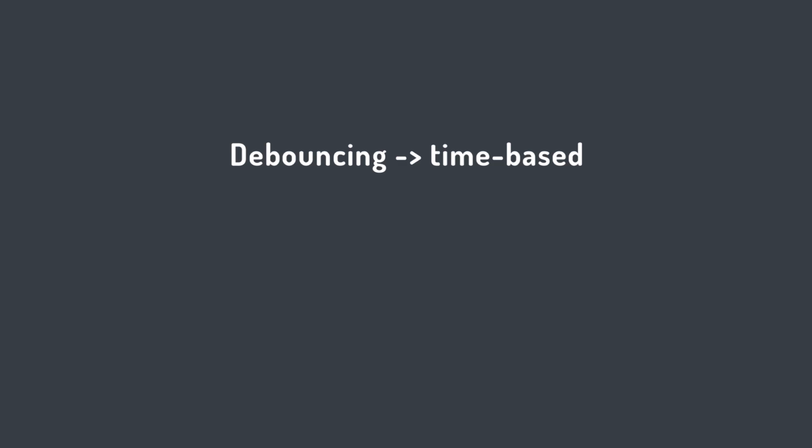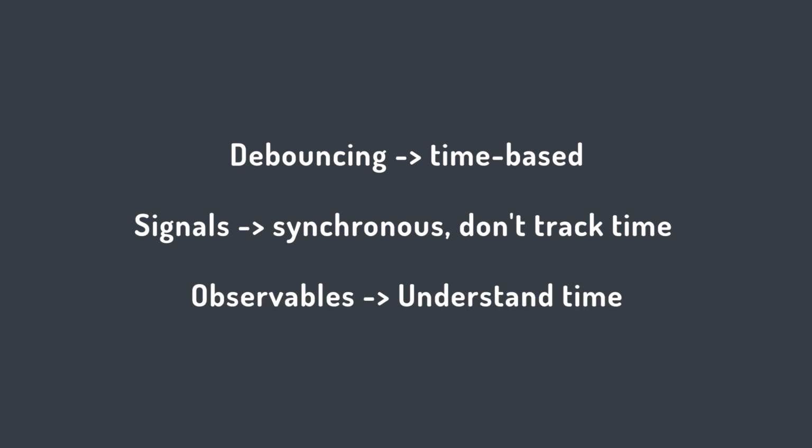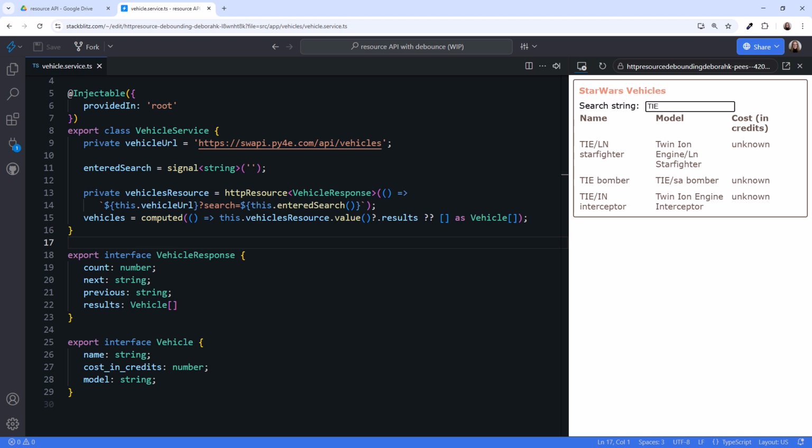Since debouncing is time-based, it requires asynchronous processing. But our signals are synchronous. They don't understand the concept of time. But you know what does understand time? Observables. One way to handle debouncing is with an observable. Our first step is to identify what exactly needs to be debounced. In our example, it's the entered search signal, bound to the search string text box.